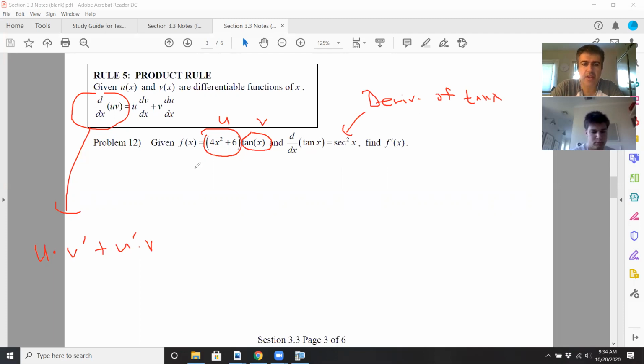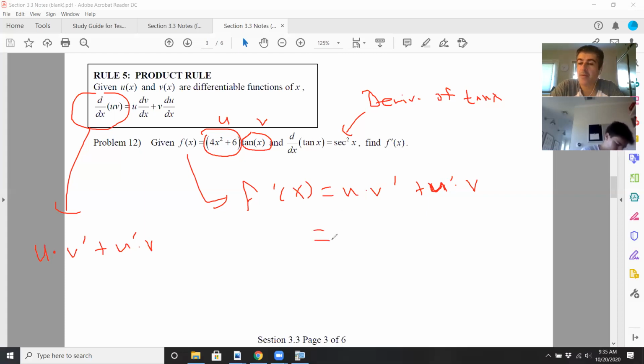Anyway, so my derivative is going to be u times v prime plus u prime times v. Sorry if my u's and v's kind of blend in. I'll do my best to make my v's a little more sharp and my u's more rounded. Or to make my u's differentiable, my v is not differentiable, right? At the corners. So u straight up is 4x squared plus 6. And the derivative of tangent, you're told, is secant squared x. Great.